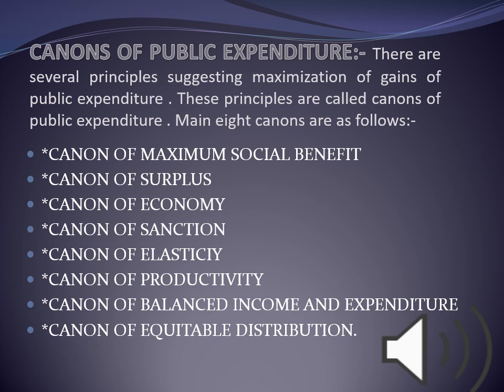So, now we will understand the types of canons of public expenditure. There are several principles suggesting maximization of gains of public expenditure. These principles are called canons of public expenditure. Main 8 canons are as follows. Canons of maximum social benefit, canon of surplus, canon of economy, canon of sanction, canon of elasticity, canon of productivity, canon of balanced income and expenditure, canon of equitable distribution.